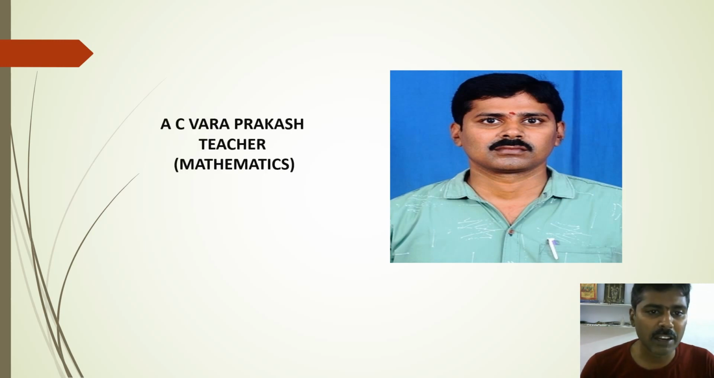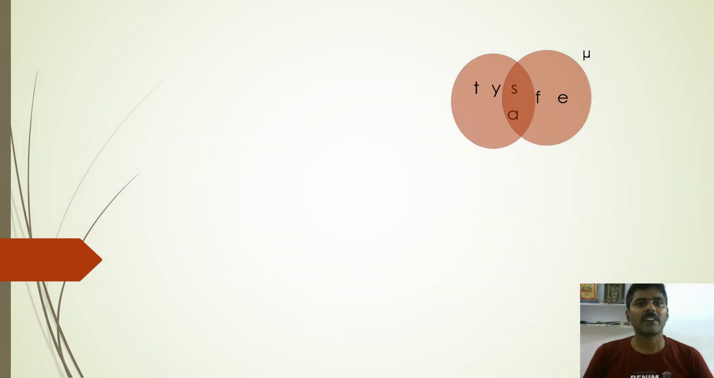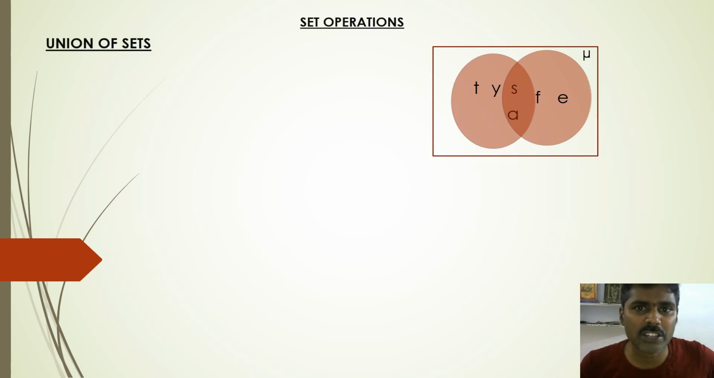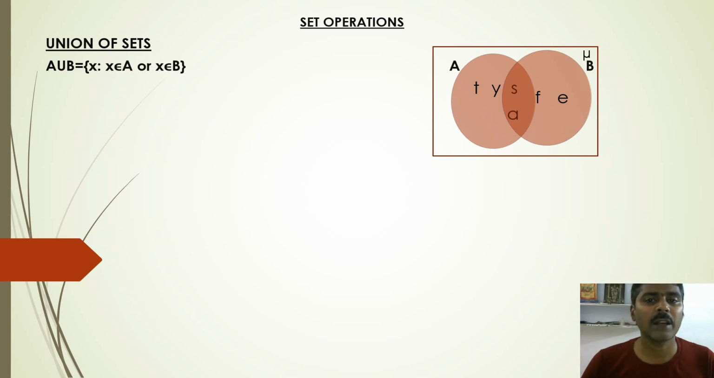Today I want to explain about set operations. Previously we have done set definition and its applications. Now today I want to explain the set operations. I will introduce the first set operation, which is union of sets. Generally addition, subtraction, multiplication, division are the operations of numbers. For sets, union, intersection and difference are the operations.